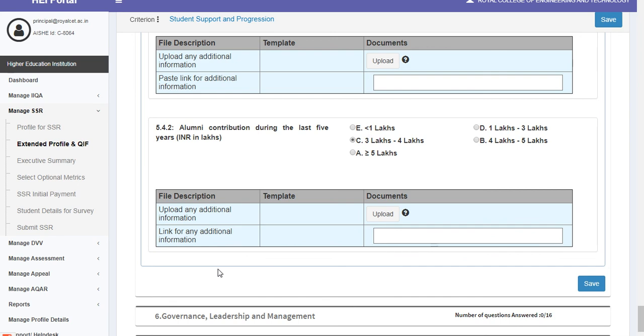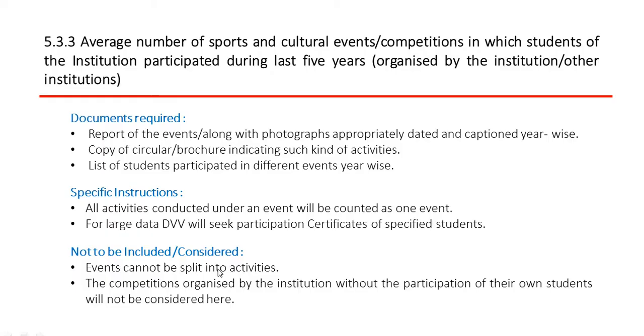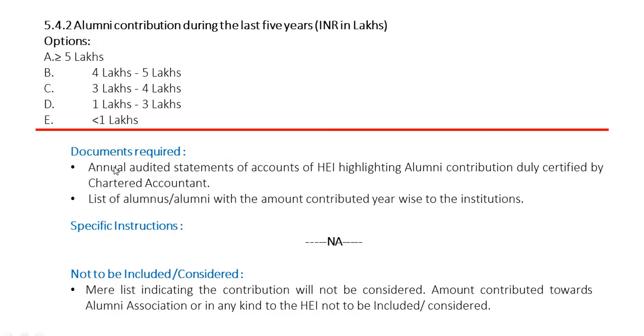Now let us see what are the documents required for verification of data in this metric and what are the specific instructions. The documents required is annual audited statements of accounts of HEI highlighting alumni contribution duly certified by chartered accountant has to be provided. List of alumnus or alumni with the amount contributed year-wise to the institutions has to be uploaded.